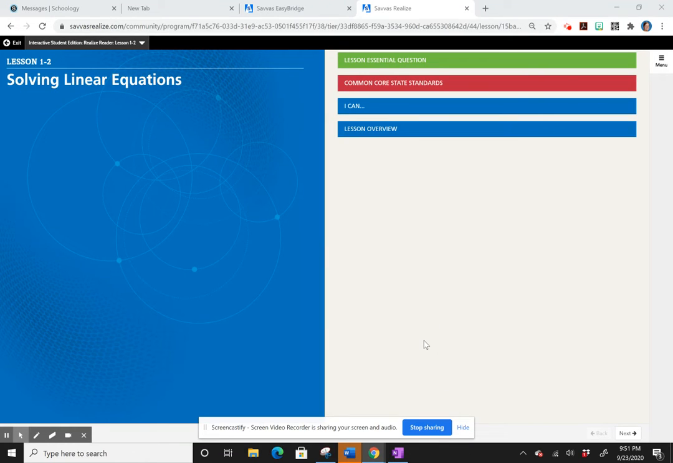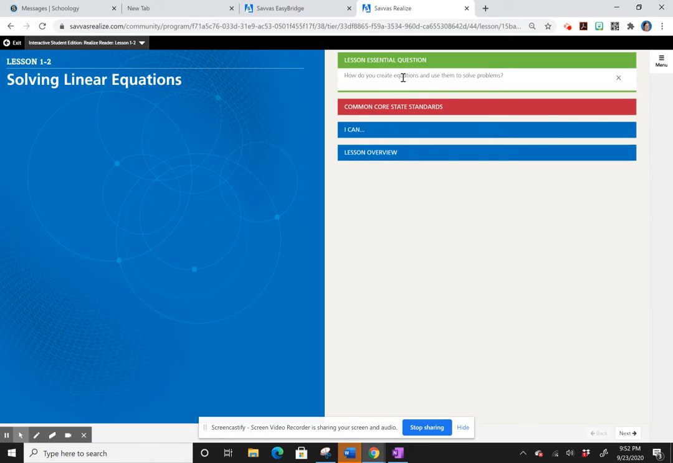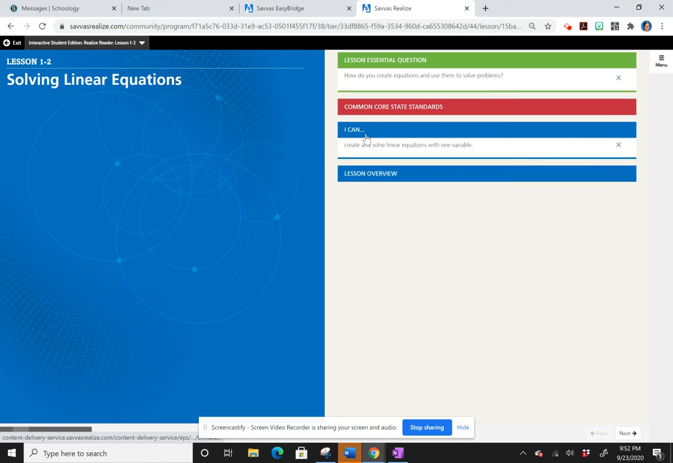We are going to finish up lesson 1.2 notes today. So just a friendly reminder, our essential question is how do you create equations and use them to solve problems? And the I can statement is I can create and solve linear equations with one variable. So notice the word create. That means that you actually have to write and make an equation, and then you have to solve it using the inverse operations that we have been doing for the last couple weeks.